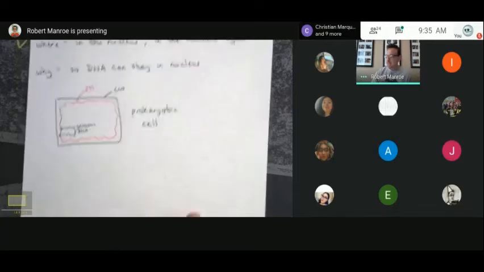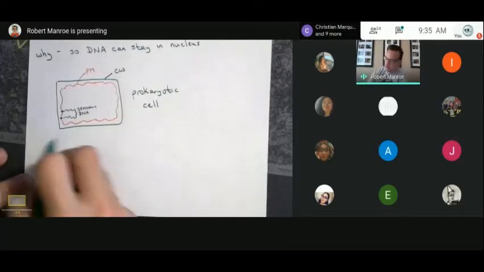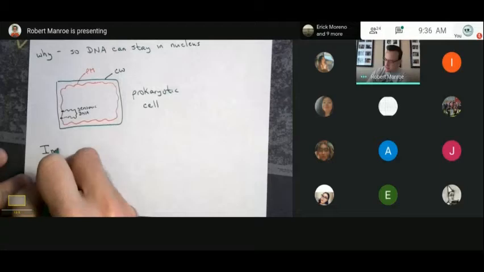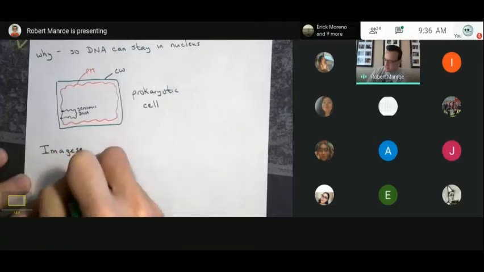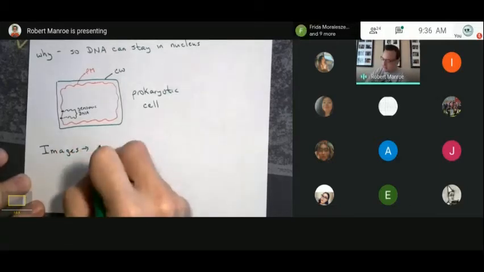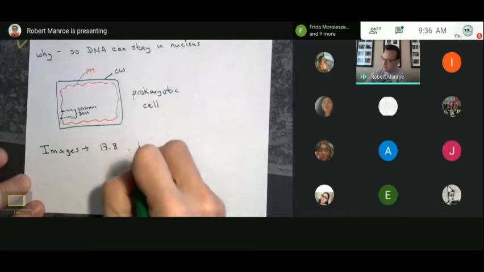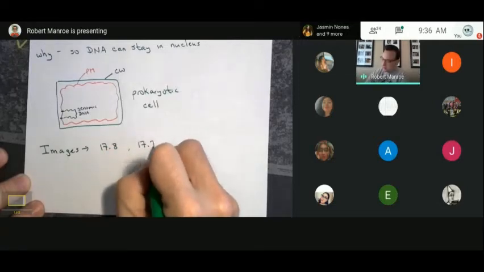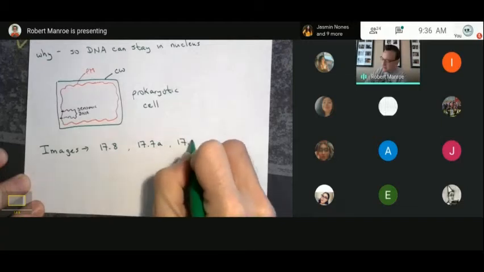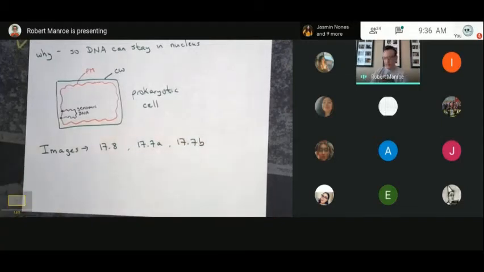Okay. And then there are some images in chapter 17 of your textbook. Let's see where they are. 17.8. And then we'll talk about 17.7a and 17.7. Let's get those pictures out. It's orange here too. There we go. Does anyone still need this?